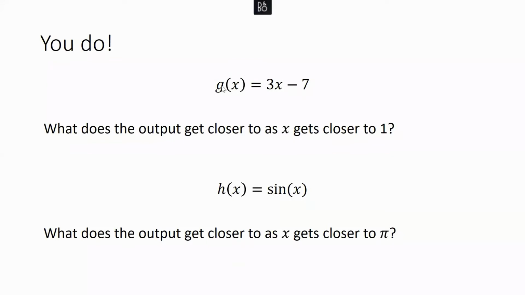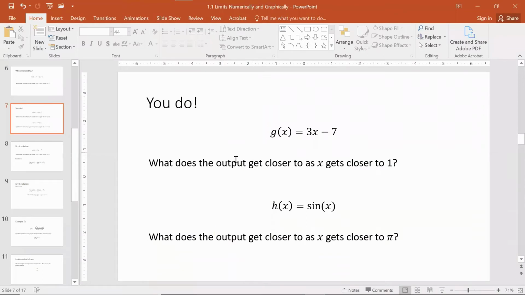All right, so in this video, I'm just going to show you how to do these two problems that you were supposed to attempt. If you feel very comfortable doing these types of problems on your own, you can choose to skip this video if you'd like. So we were supposed to find the output as x gets closer to 1 of the function g of x, and then find the output as x gets closer to pi of the function sine of x.